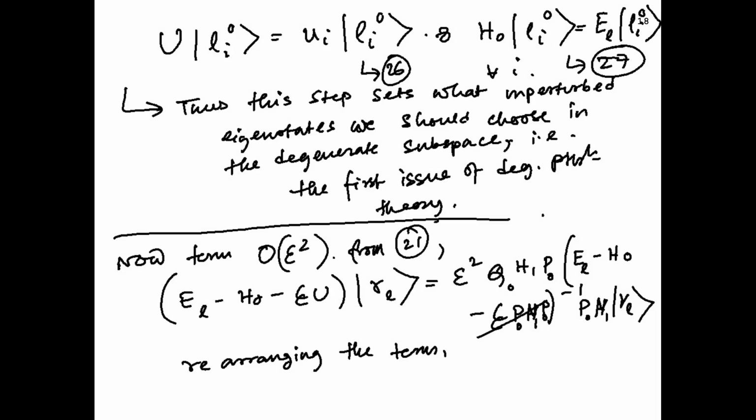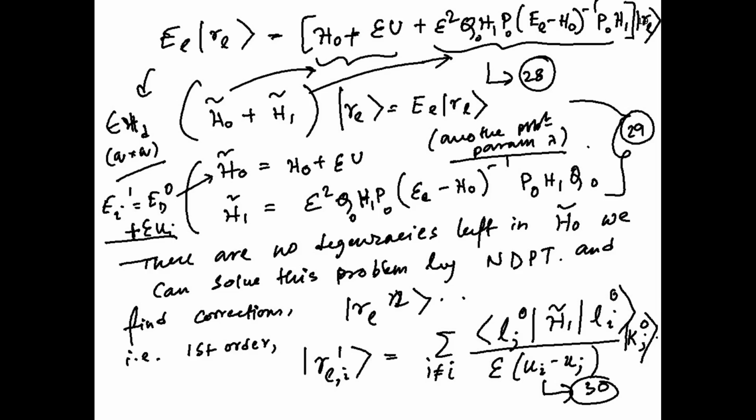Now, in equation 21, expand to second order in epsilon squared. When I do that, I get this equation at the bottom, and the term epsilon P naught H1 P naught, when expanded, will give higher order terms, so I do not need that term. We get rid of that and rearrange things, and then I get equation 28 by writing it in the form of an eigenvalue equation for the R_L state. On the left-hand side you get E_L R_L, and on the right-hand side you get H naught plus epsilon U plus epsilon squared Q naught H1 P naught (E_L minus H naught) inverse P naught H1 R_L.